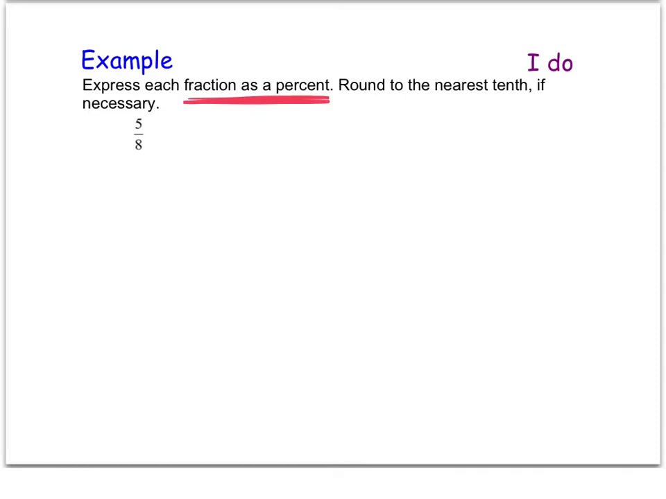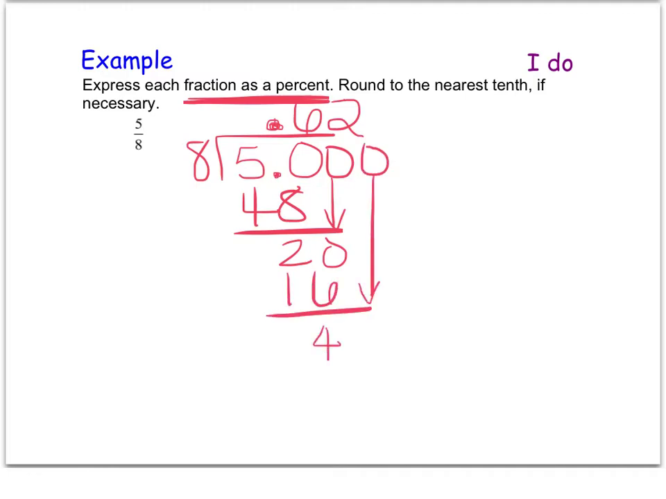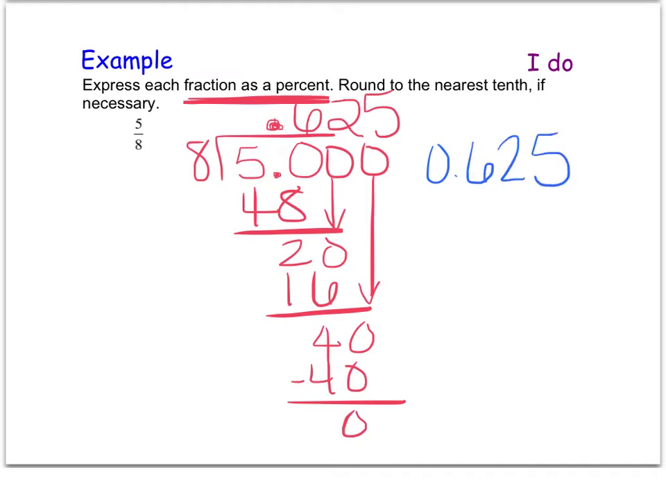So 5/8 as a decimal, we're going to divide 8 into 5, add a decimal, add a 0, bring that decimal symbol up. 8 goes into 50 6 times. 8 times 6 is 48. 2, bring down the 0. That goes in twice. 16 with 4 left over. Bring down the 0. 8 into 40 is 5. So 5/8 as a decimal is 0.625.